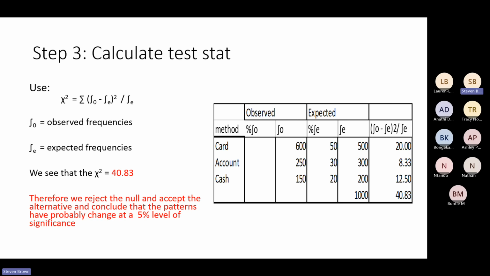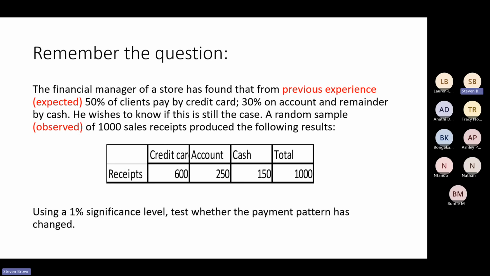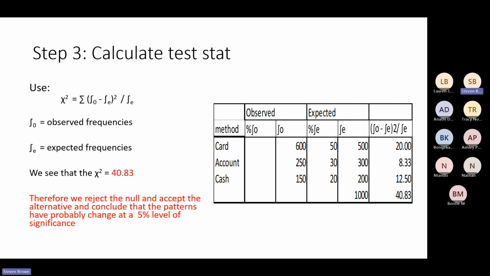But you can't work with numbers and percents. So you've got to take the expecteds and you convert it into a number. So 50%, and this totals to 1,000. So this totals to 1,000. 500 out of 1,000, 50%. Let's go and see where that comes from. 50% pay by credit card, 30 on account, and 20 by cash. 50% credit card, etc. So you've converted the percents to the total number to make them consistent with the observed.